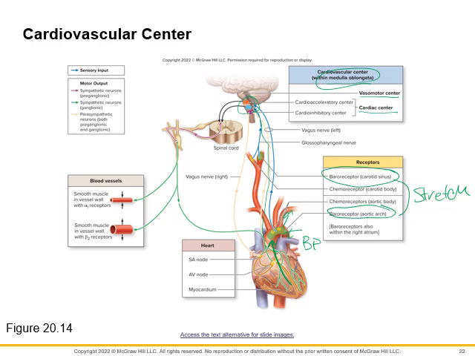So we're going to see that this increased blood pressure, this stretch, can do two things. One, it can tell blood vessels to try to compensate. So the blood pressure is high. What could I tell the vessels to do? I could tell them to dilate, right?